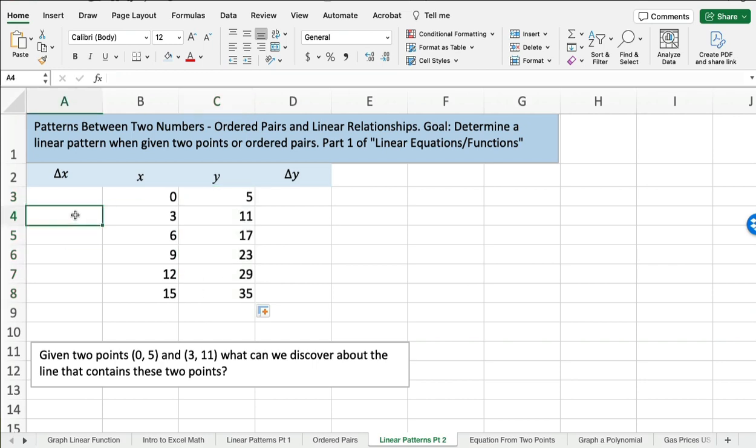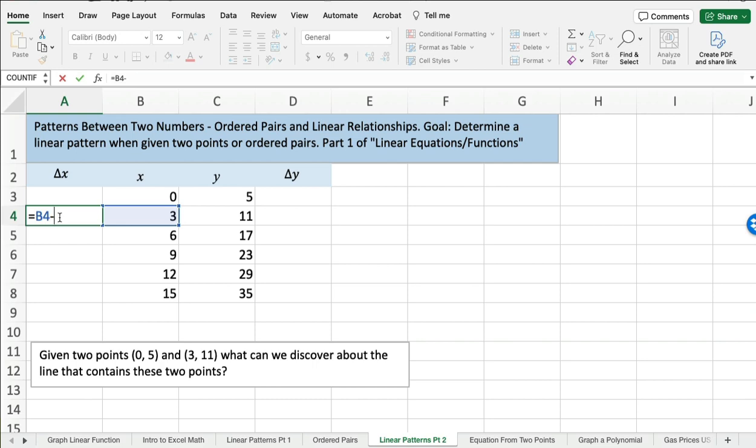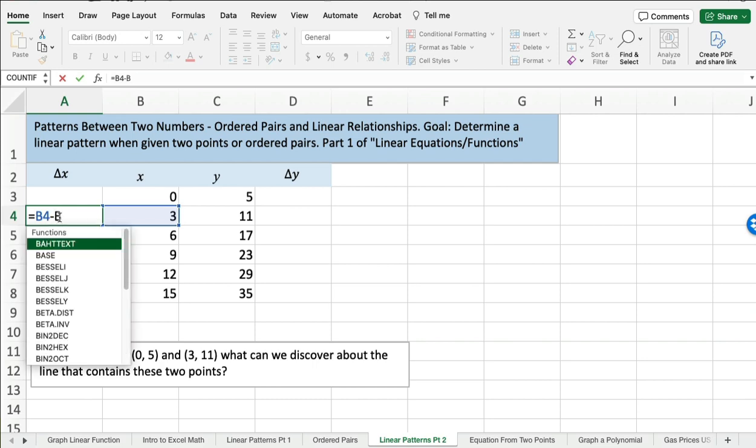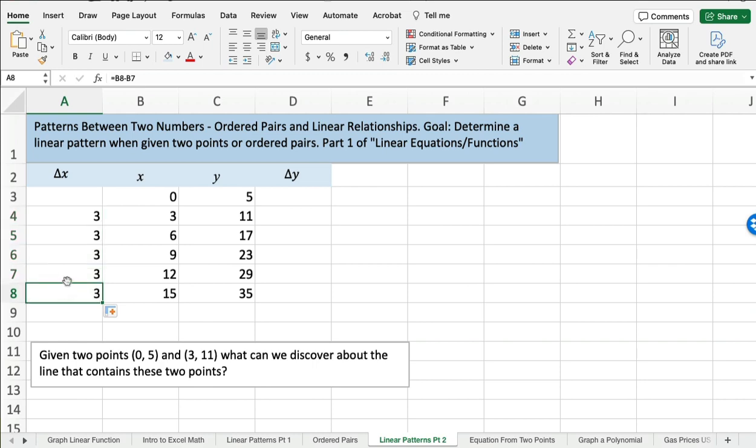Again, just like we did in a previous video, we're going to calculate our delta X's. So in column A, cell A4, type equals, and we're going to take the X value in B4, and subtract from it the X value in B3, the one above it. So that's how we do our delta X's. I'm going to hit enter, select that cell, and drag down. That's going to copy the formula all the way down to my last value of X, which was 15.